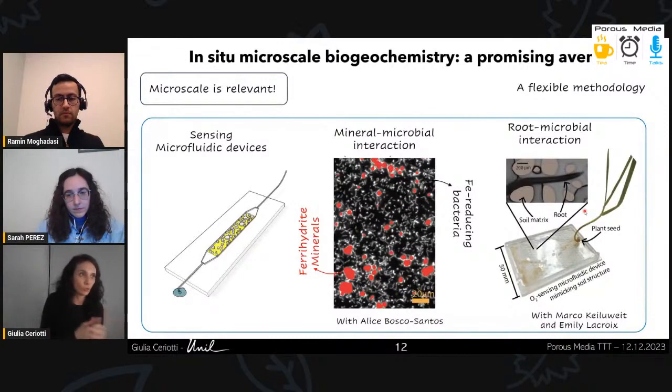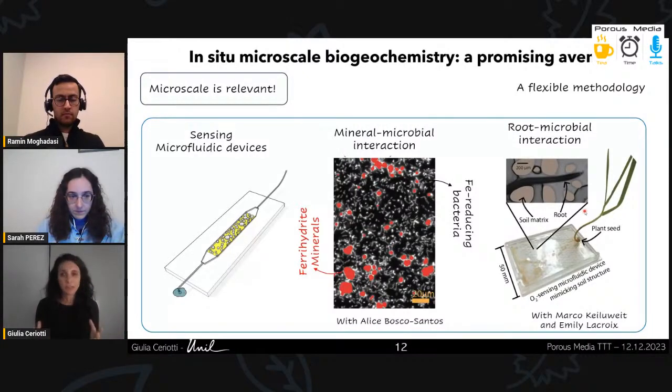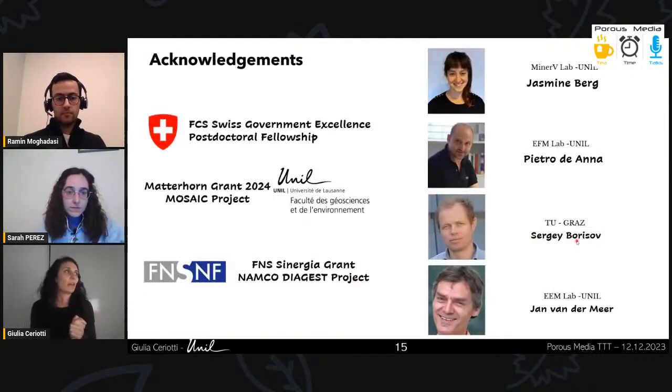And indeed, just to give you an idea how flexible and how interesting the techniques are, we are also applying them to other types of bacteria and other types of systems that include mineral and microbial interaction, where we are studying how iron reduction is driven by bacteria in fully oxic systems. And we're also studying how soil microbial community is interacting with roots in a microfluidics device where we are growing a real plant. With this, I conclude my talk, and I thank all my funders and collaborators that are supporting this work. And thank you very much for your attention.